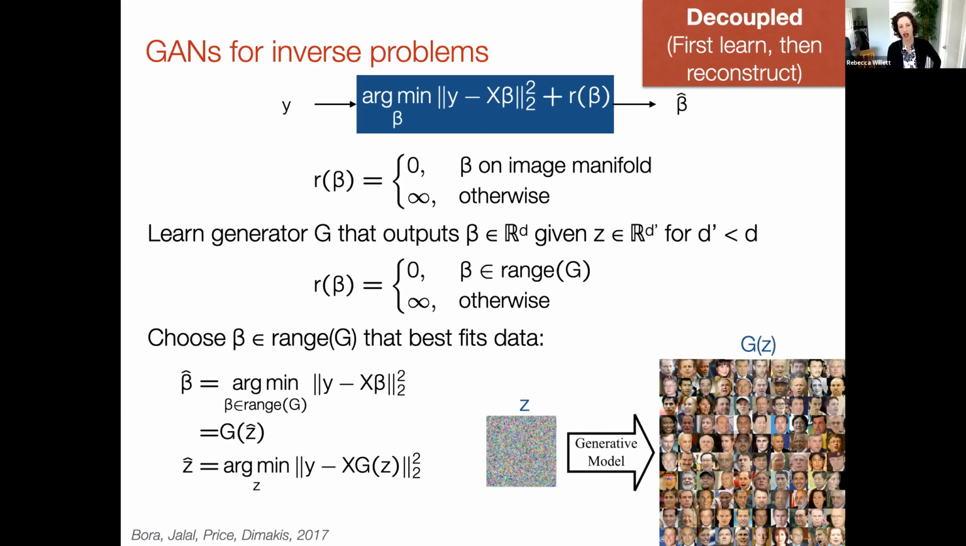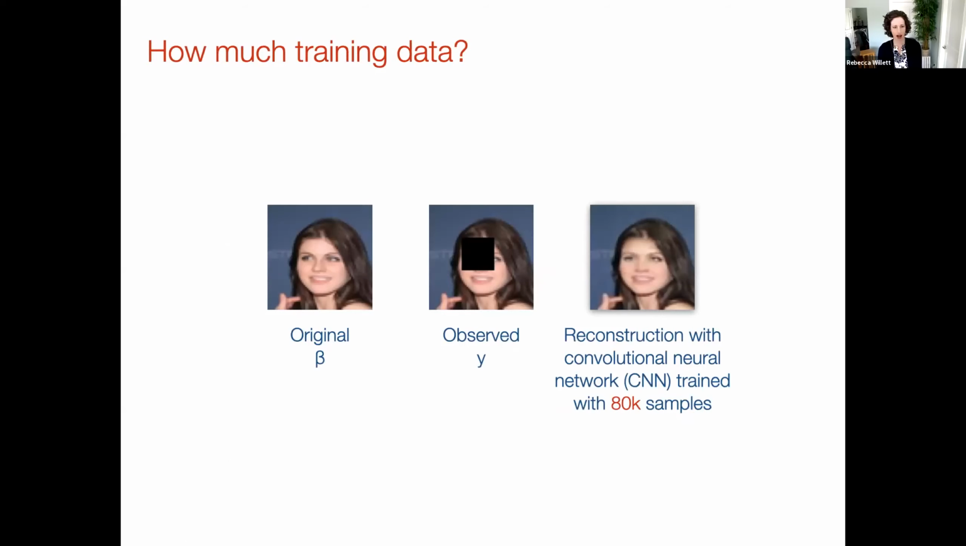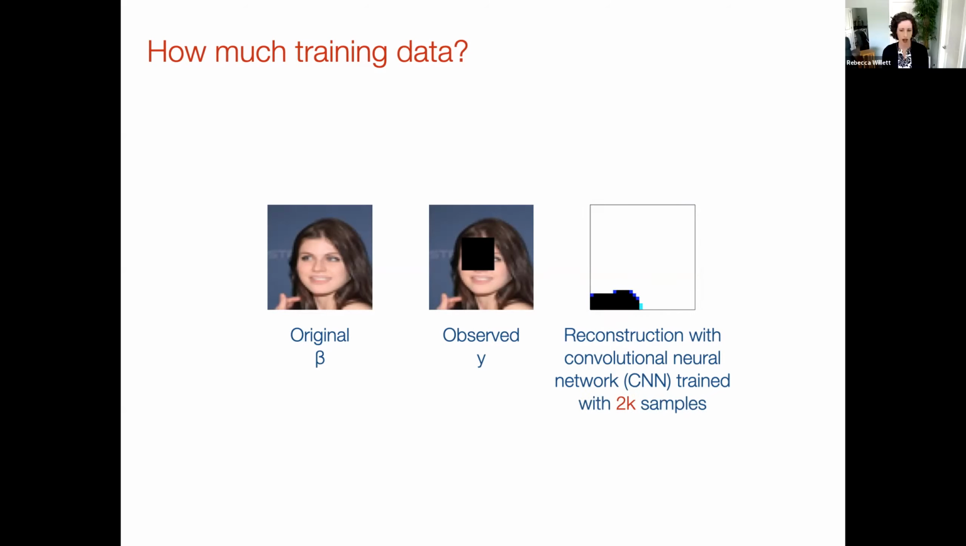So here's an example of this idea in action. I've got the original image beta, an observation with a bunch of missing pixels, and a reconstruction trained with 80,000 samples. And you can see it's doing a pretty decent job. But if I were to reduce the number of training samples down to, say, 2,000, this method completely breaks down. And I want to emphasize that this is not unique to the two approaches that I just described, but rather this is a general phenomenon that we see when we're working with these decoupled methods.